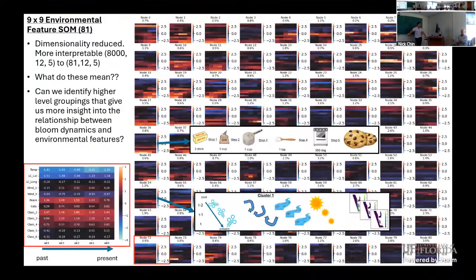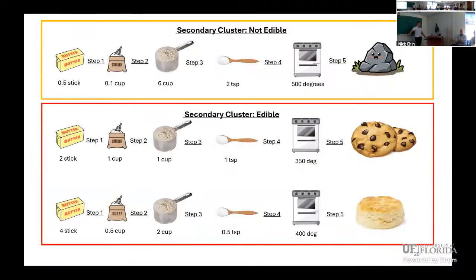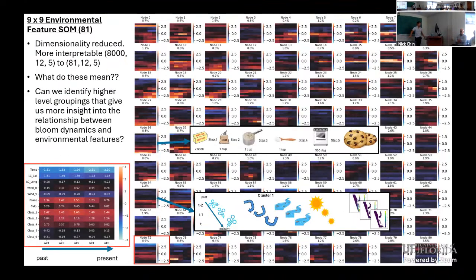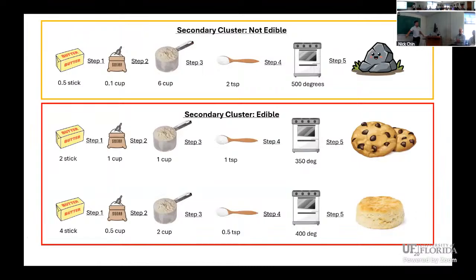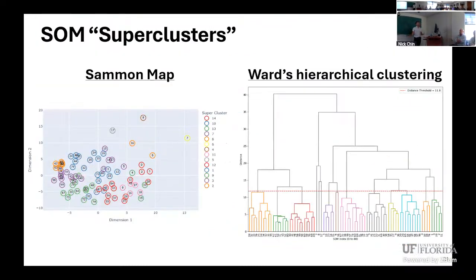Sorry, that hypothetical example is node 72 down there. And so can we identify higher level groupings that give us more insight into the relationship between bloom dynamics and environmental features? What I mean by secondary clustering is, in our hypothetical example before, can we identify like, hey, this one wasn't edible, and this one was edible, these higher level understandings of our clusters?